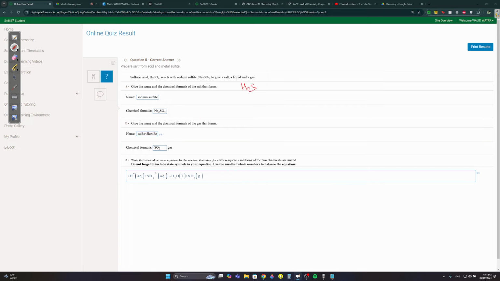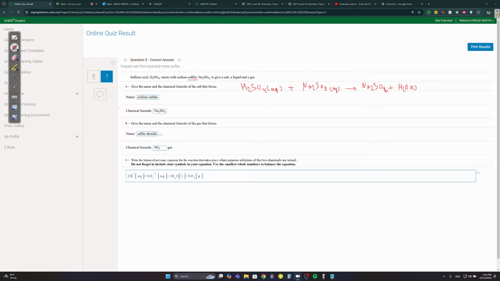But let me just write it the same way I did last time. You have H2SO4, obviously aqueous, with sodium sulfite, which is also aqueous unless specified otherwise. To give a salt, Na2SO4, that's the salt. The liquid is obviously H2O liquid.